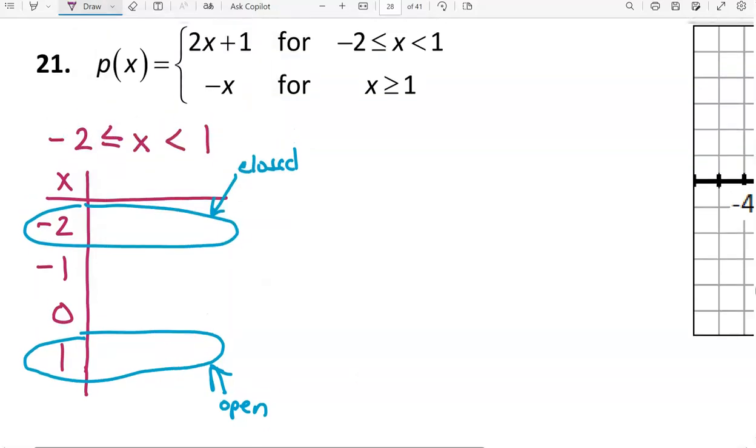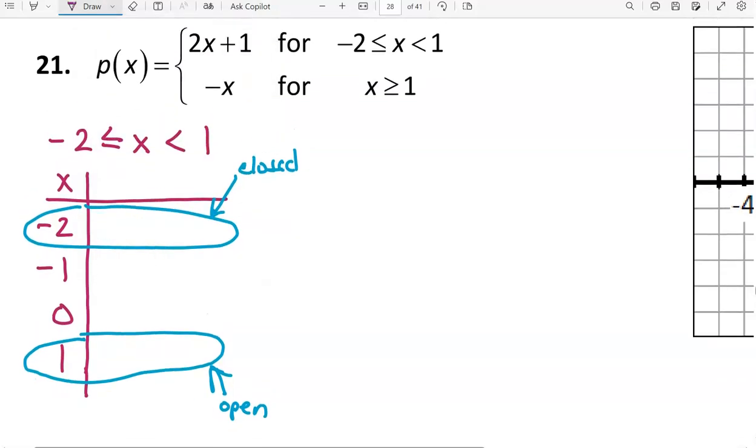Now let's take a look at the values. So for x's between negative 2 and 1, the y value will be equal to 2x plus 1. And 2 times negative 2 plus 1 is negative 3. 2 times negative 1 plus 1 is negative 1. 2 times 0 plus 1 is 1. And 2 times 1 plus 1 is 3.